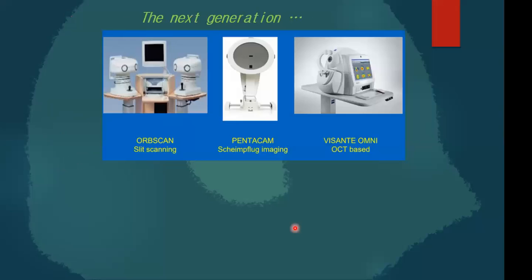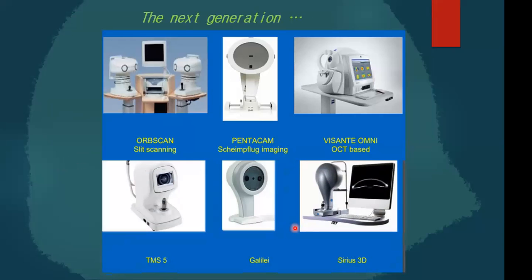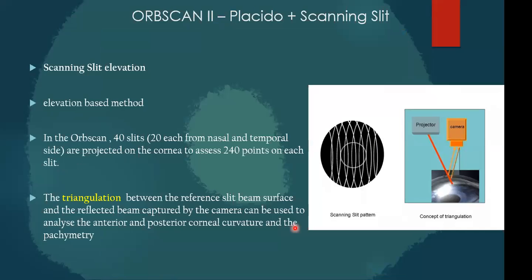So the next generation has come over and taken over these placido-based devices, which includes the OrbScan, the Pentacam, the Visante OCT, the TMS-5, the Galilei, and the Sirius. Coming to the first, which is the OrbScan 2.